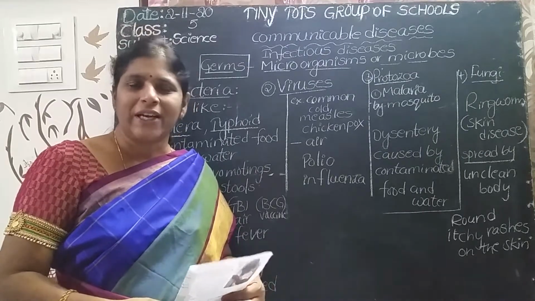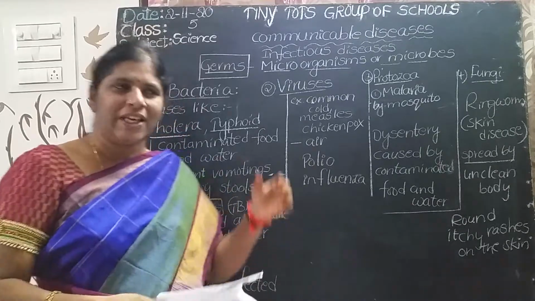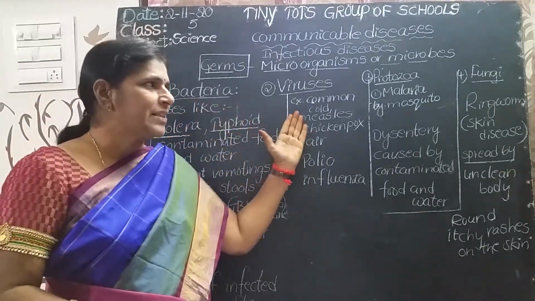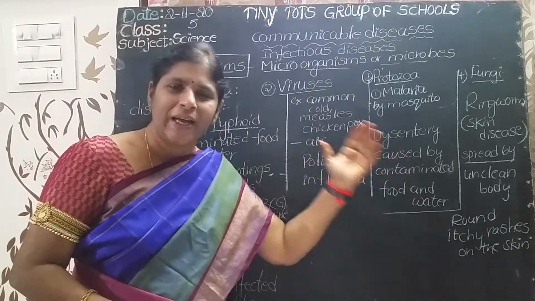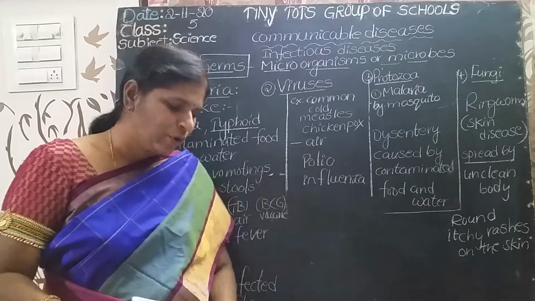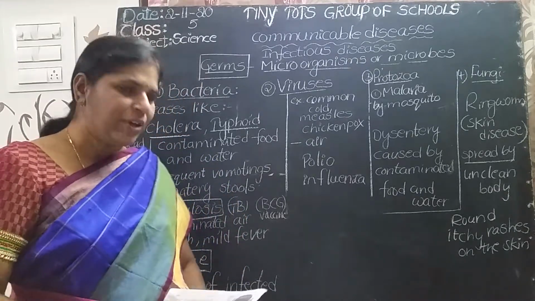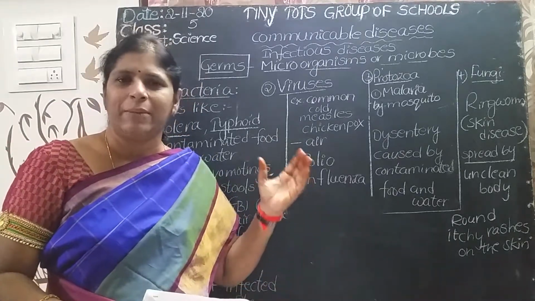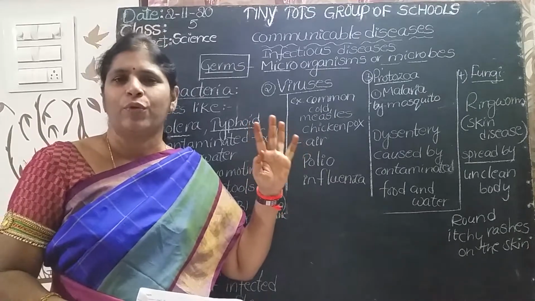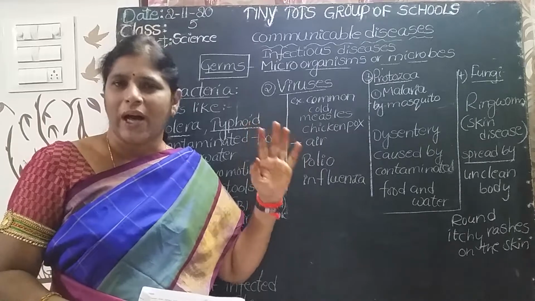What are the four kinds of microorganisms? Germs are of four types: bacteria, virus, protozoa, and fungi. These are all the four kinds of microorganisms.